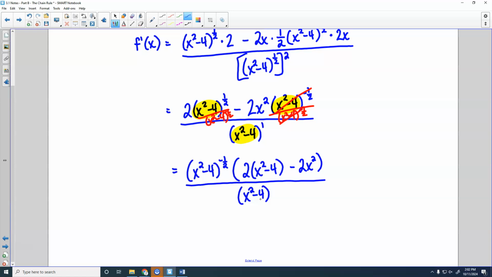Still got a little work to do. I think that's the trickiest step right there. Questions? Okay.